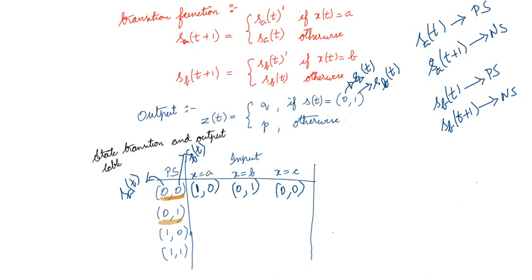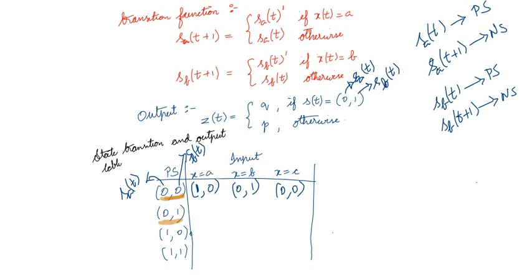Okay, look at this. 0, 1. What is the meaning? This 0 stands for SA of t. This 1 stands for SB of t. So this 0 indicates it is an even number of A, and 1 indicates an odd number of B. Now a new A is coming.